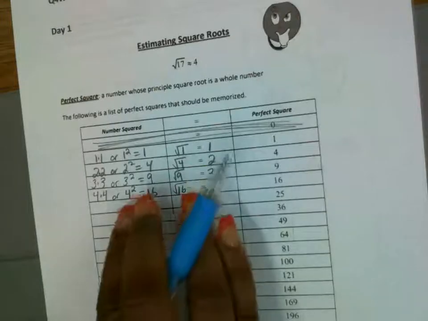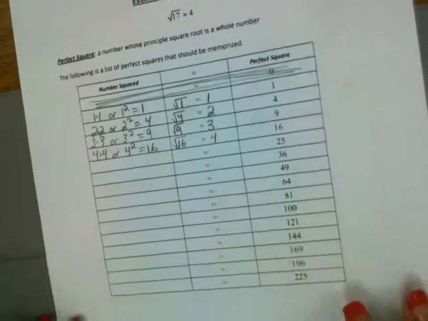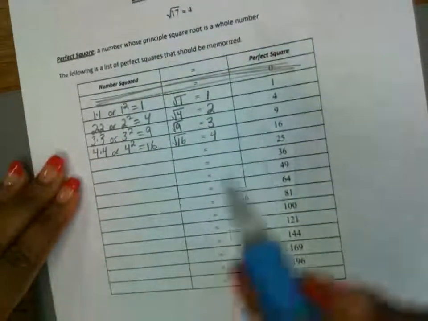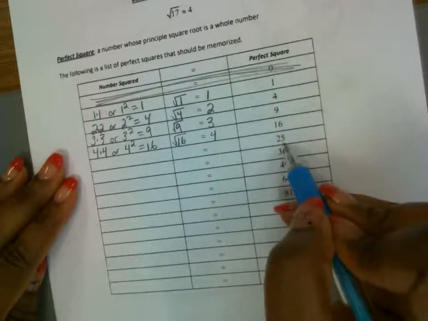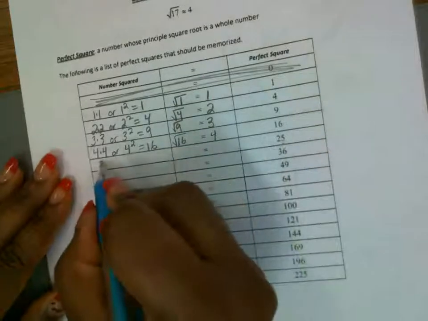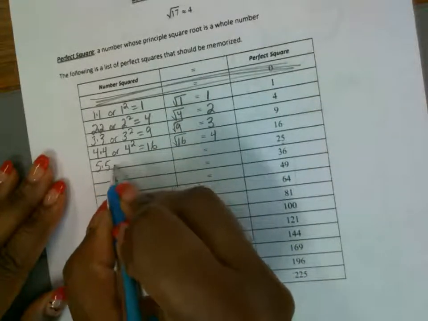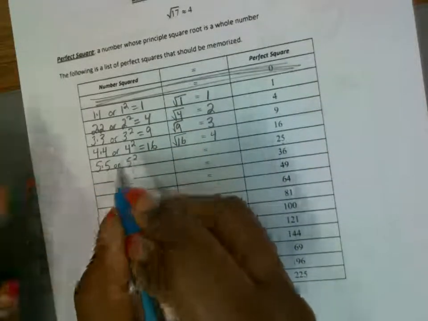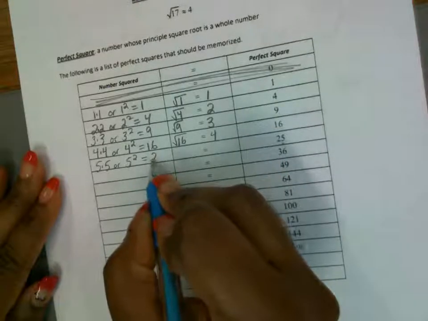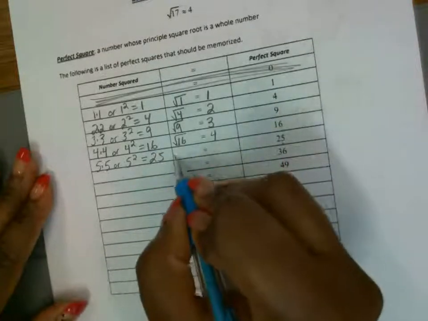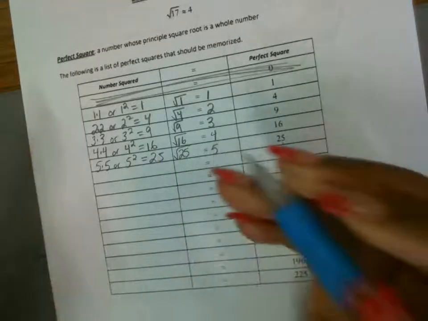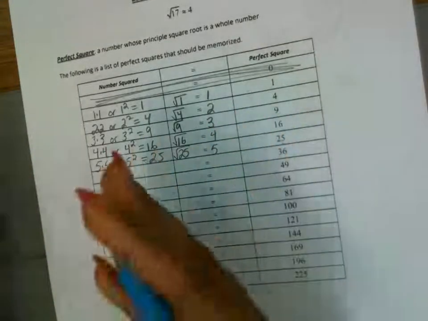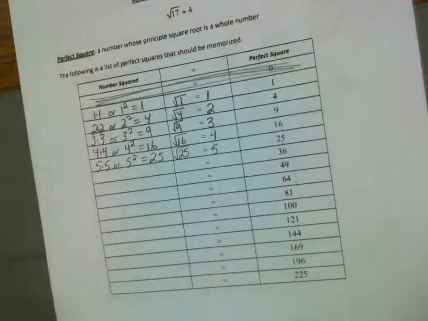I'll do one more and then I want you to fill in the rest of this table, okay? All right. So we have 25. What do we know about the perfect square 25? We know that 5 times itself, or 5 to the second power, which is the same thing, is equal to 25. So that means the square root of 25 is equal to 5, because again, 5 times itself is equal to 25.